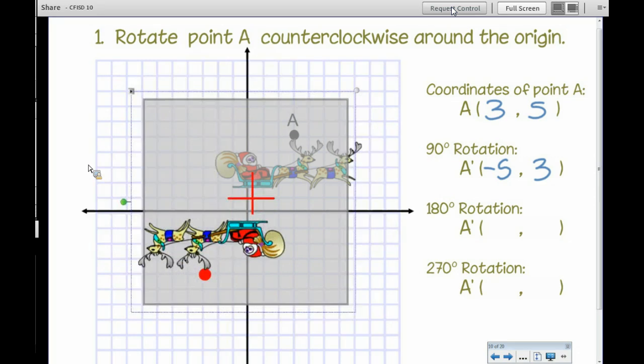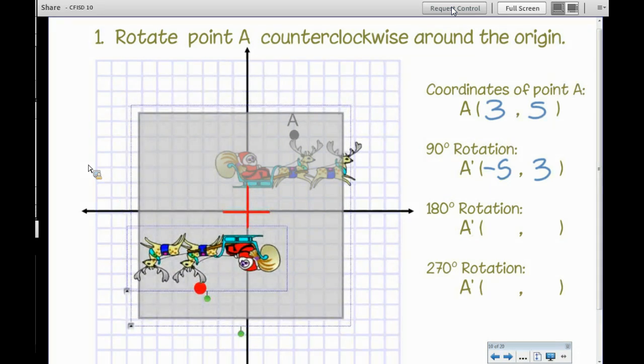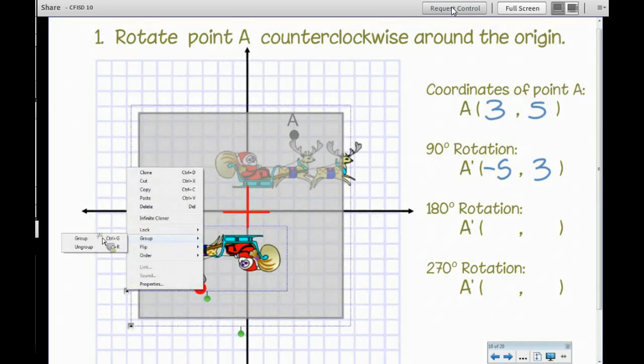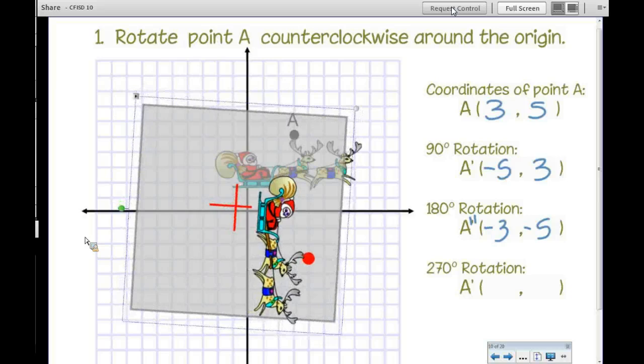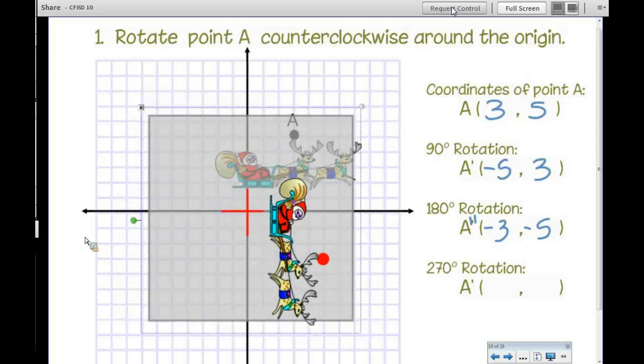It's like when you hold it too long, it ungroups. Okay, so A double prime is (-3, -5). See something going on? Let's do another 90 degrees for a total of 270. And so A triple prime is (5, -3).